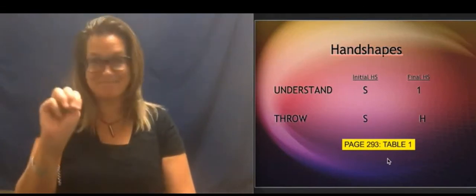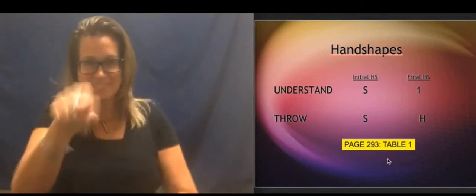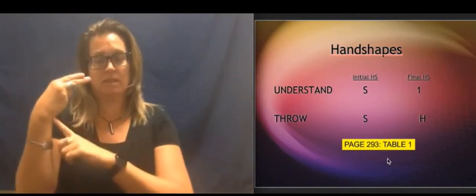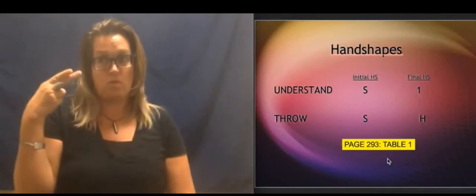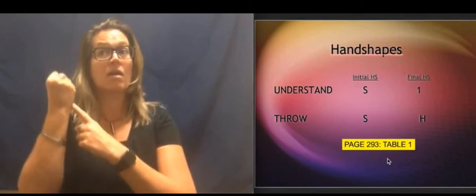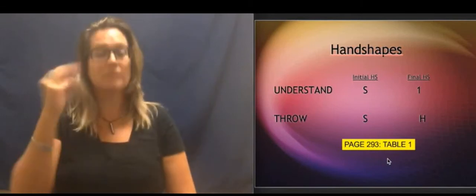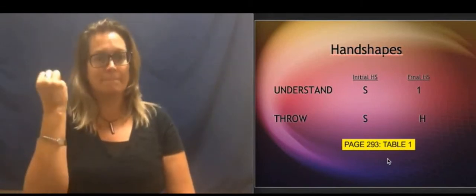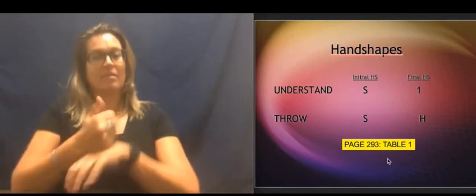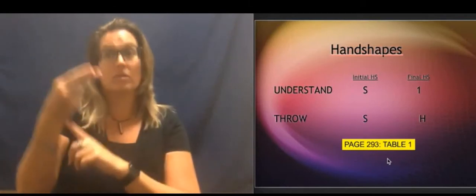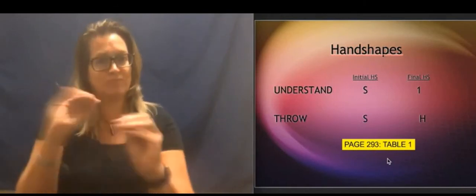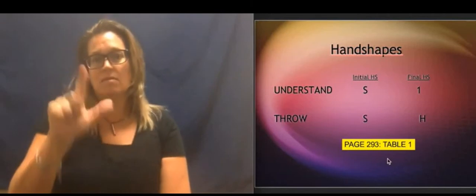Wait, actually, I'm sorry, I'm wrong. See, you have to pay attention while you're writing this. It's S would be the hold, because it stops. And then 1 is M, so HM. And that's how you would write it down. Hold movement. Because you're holding that S hand shape, and then you're moving the 1 hand shape.